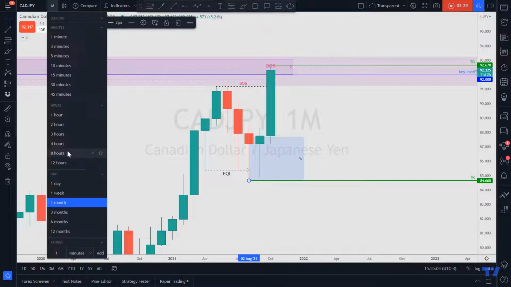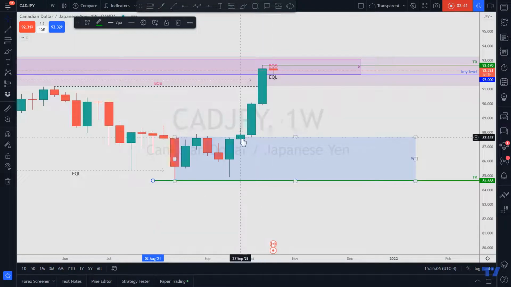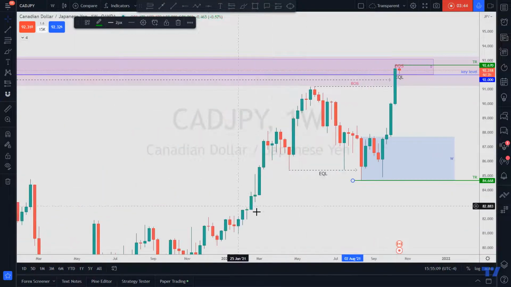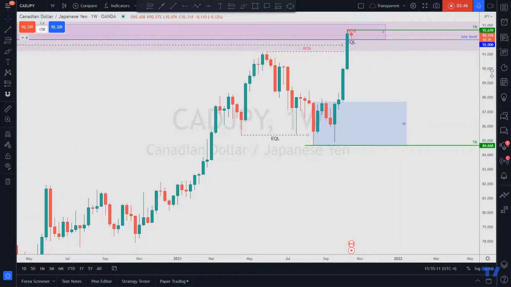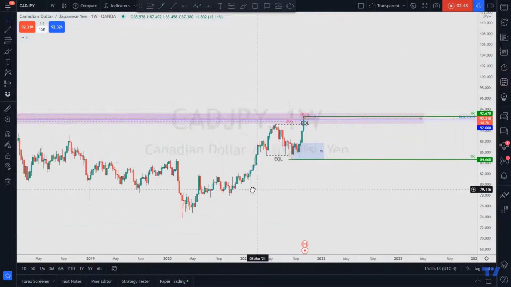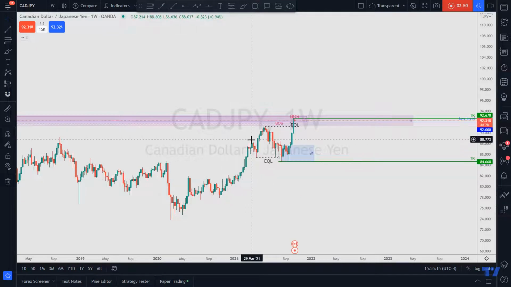Let's go to the weekly. All right. And what do we see? We pretty much see the same thing. Price is making higher high, higher low, higher high. And then we have an equal low.